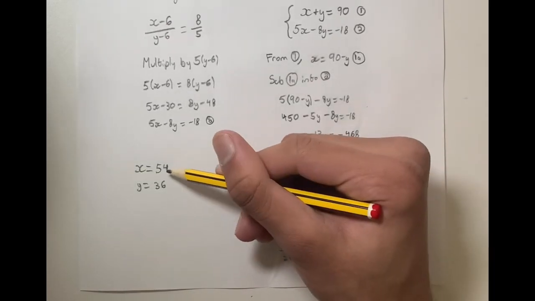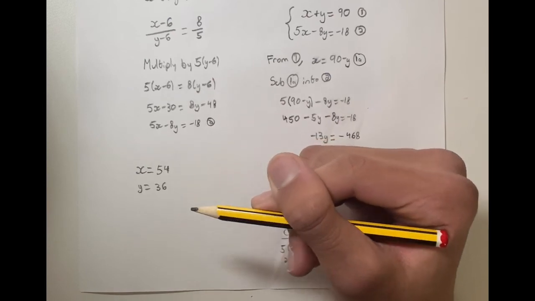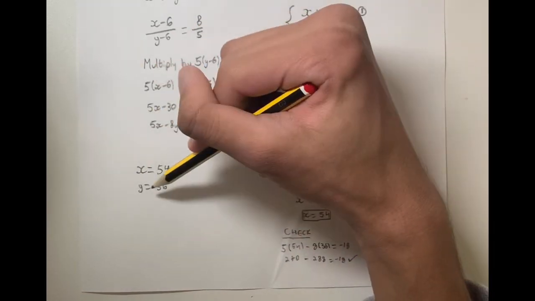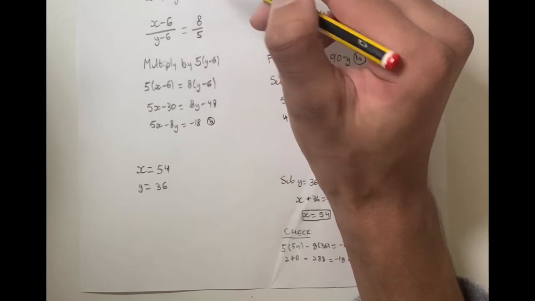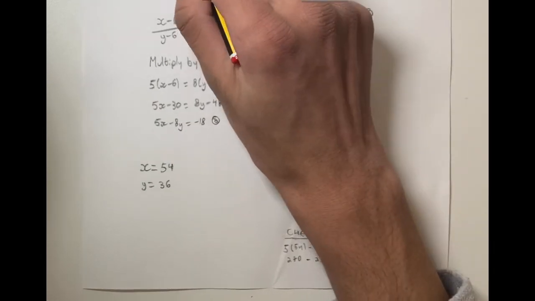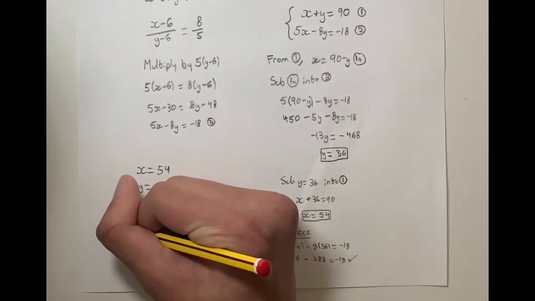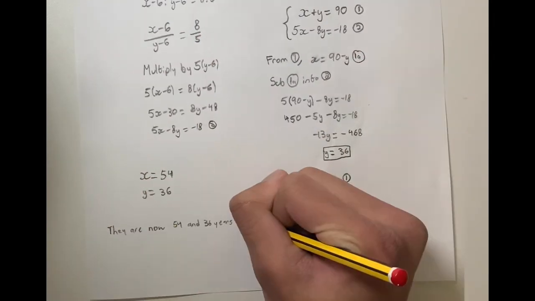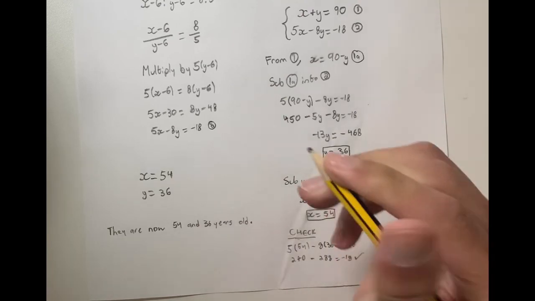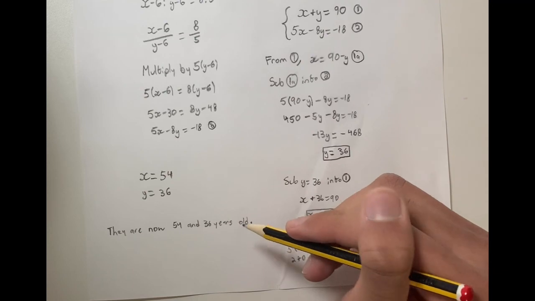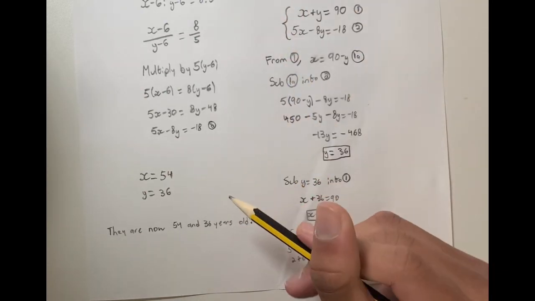Now that we've solved for both x and y, we can finish off the question. We call x the age of the older person and y the age of the younger person. Therefore, answering the original question, how old are they now? If we would like to further check this answer, we can subtract 6 from both of these and make sure that it is in the ratio 8:5, which you'll find that it is.